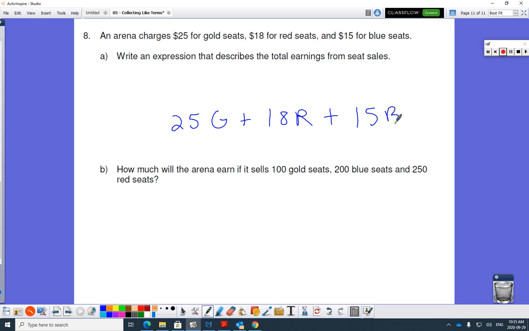15V. Now you see what's beautiful about this expression. Somebody who really doesn't know how to calculate things now could just go, okay, I go 25 times however many people are in the gold seats, plus 18 times however many people are in the red seats, plus 15 times however many people in the blue seats.